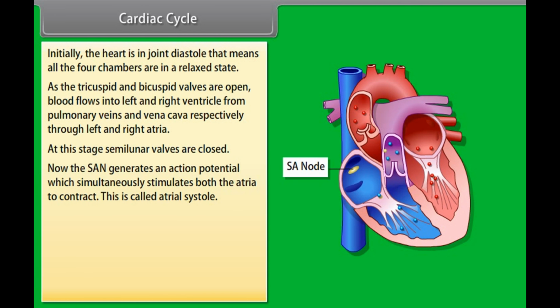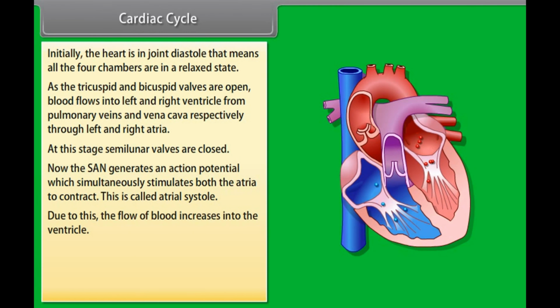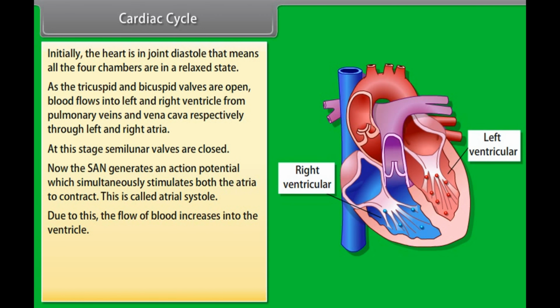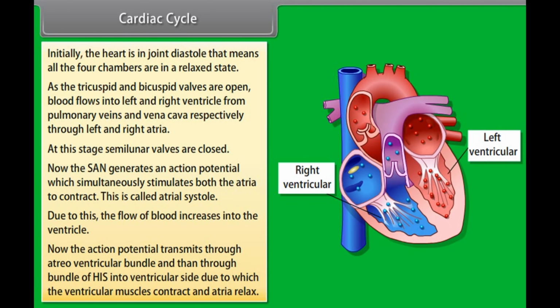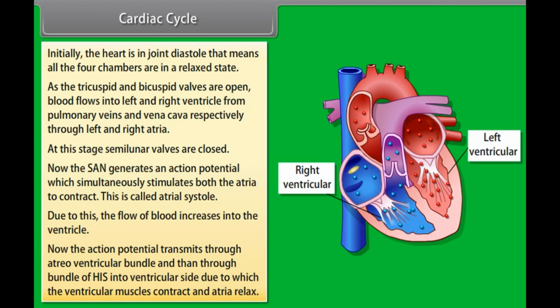Now the SAN generates an action potential which simultaneously stimulates both the atria to contract. This is called atrial systole. Due to this, the flow of blood into the ventricles increases. Now the action potential transmits through the atrioventricular bundle and then through the bundle of His into the ventricular side, due to which the ventricular muscles contract and the atria relax.